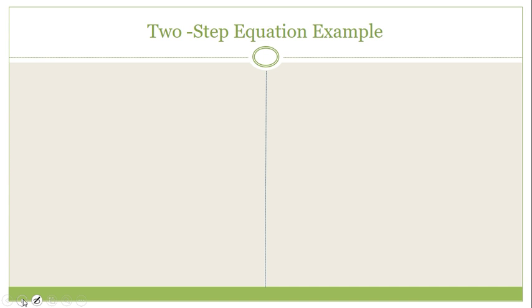Now let's do a two-step example. So as you may have guessed, we call them a two-step equation because they always take exactly 2 steps to solve them. So let's talk about solving this equation for x.